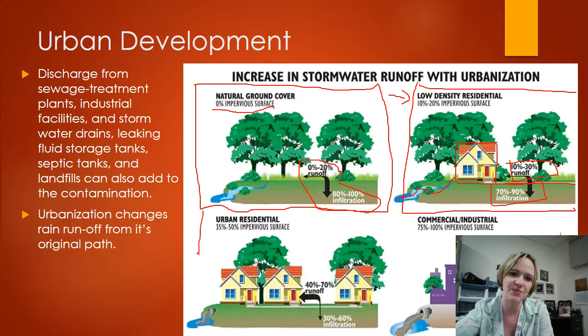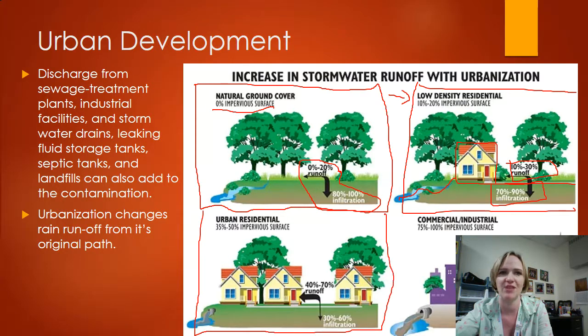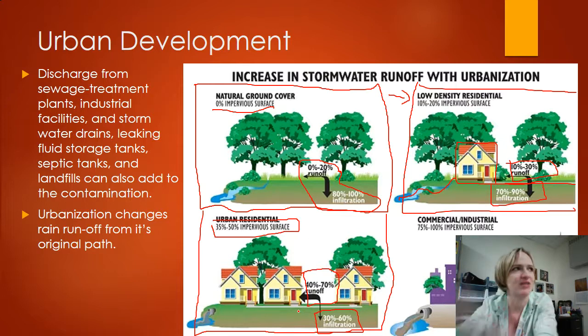Urban residential, this is pretty much what we live in. You live in just a regular neighborhood where you can see your neighbor's house out your window and it's pretty close to yours. That's 35 to 50% impervious surfaces, which means 40 to 70% of the water runs off and only 30 to 60% of it infiltrates and soaks into the ground. So what happens with this is that as you decrease the amount of water that infiltrates, you're actually decreasing the amount of water that's going back into the aquifer. So you're going to lower the water table in the aquifer.